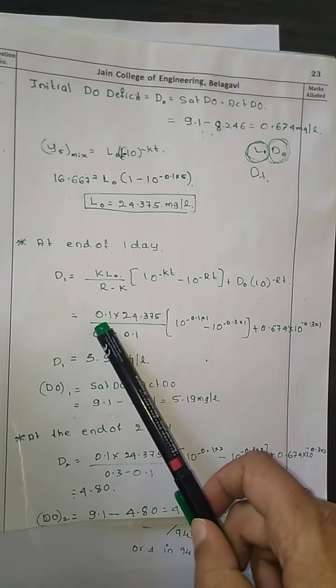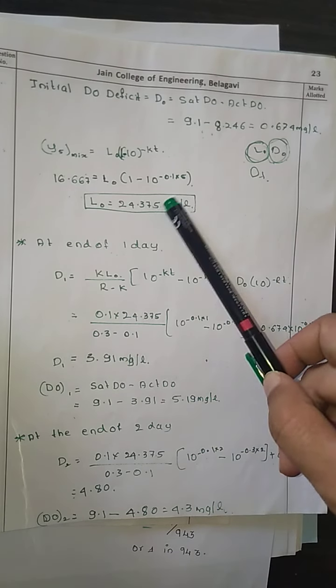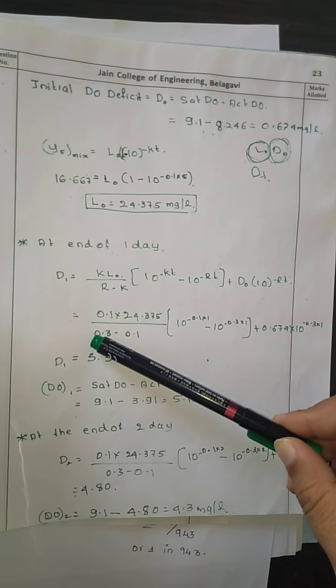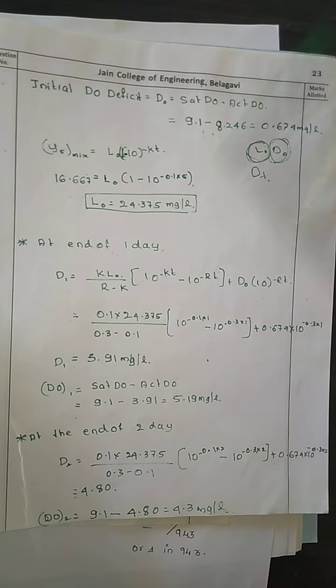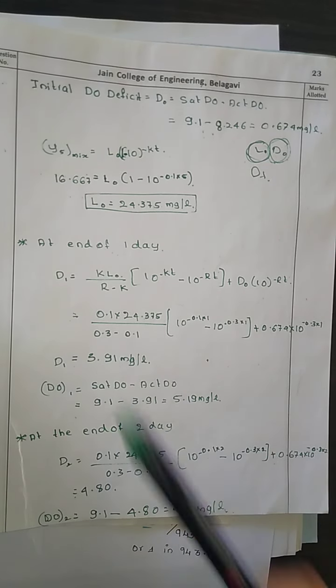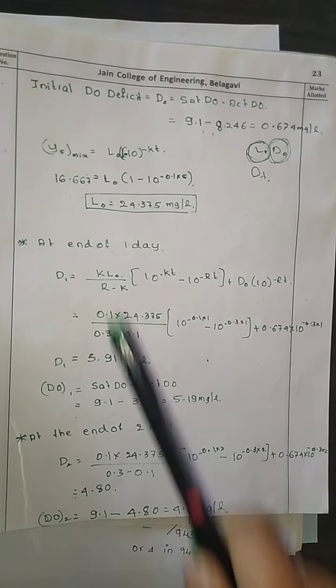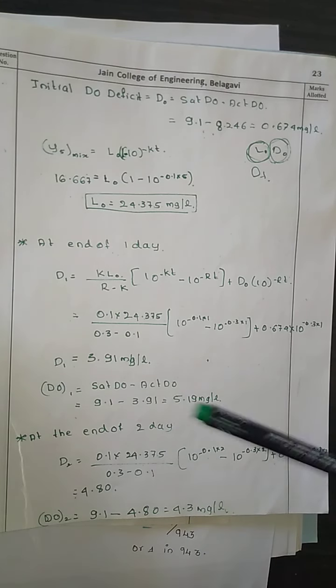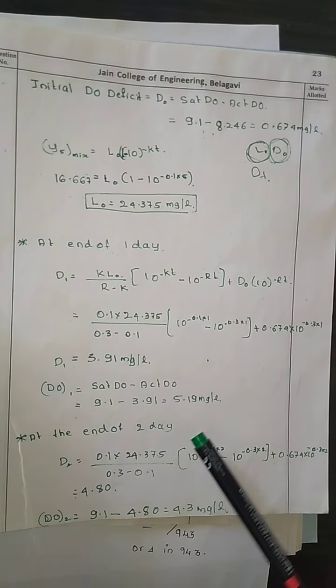So the K value is given in the problem, that is 0.1. L naught you have just found out; I am going to place it over here. R is 0.3 and K is 0.1. Now always remember that the reoxygenation constant should always be greater than the deoxygenation constant.